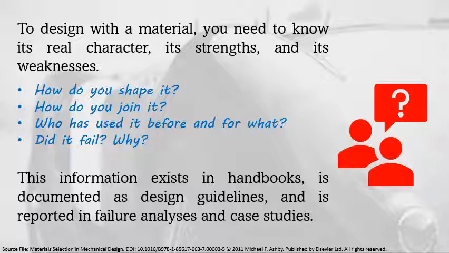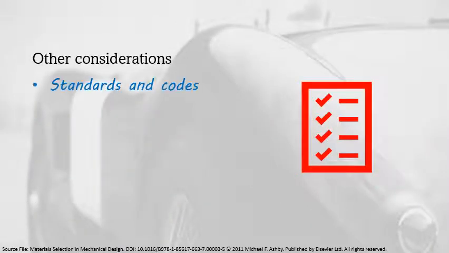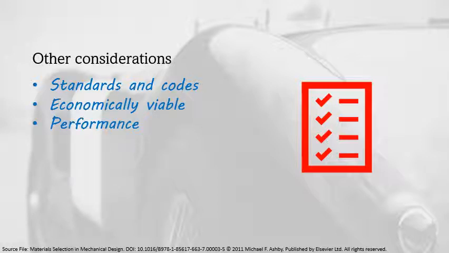It consists largely of text, graphs, and images, and while certain bits of it may be available for one material, for another they may not. It is messier, but it is essential in reaching a final selection. Aside from that, other considerations are the standards and codes that the material should meet, whether it's economically viable, its performance, consumer appeal, and also the cost.